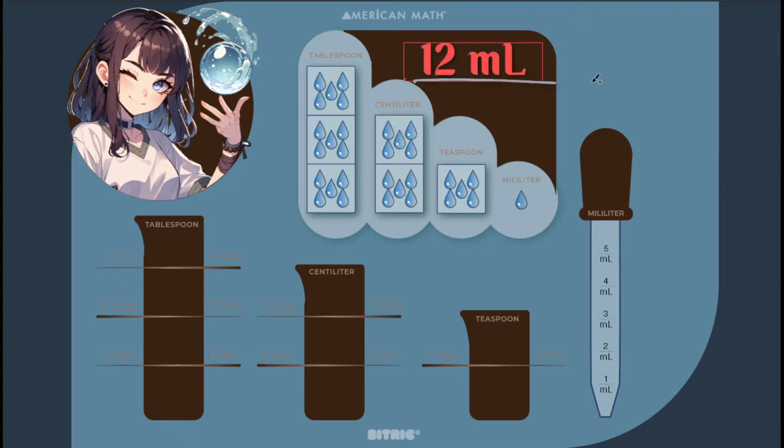Again, we have 12 milliliters. Can 1 tablespoon fit inside of 12 milliliters? No, it's too big. Can a centiliter fit inside of 12 milliliters? Yes, it can, because we have 10 milliliters inside of 12 milliliters and 10 milliliters inside of a centiliter. So what we'll do is we can pour in 1 centiliter into our centiliters beaker.